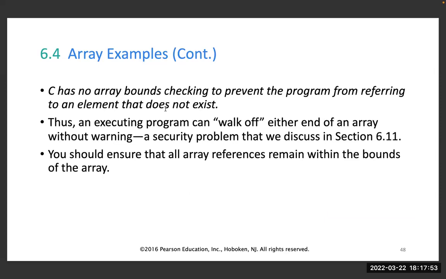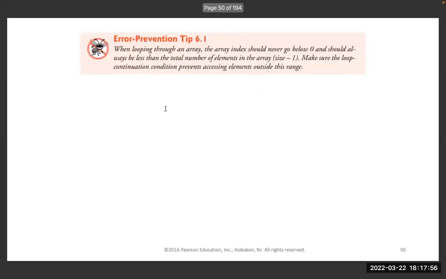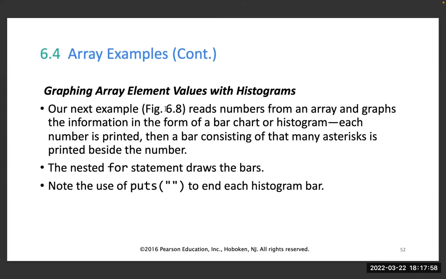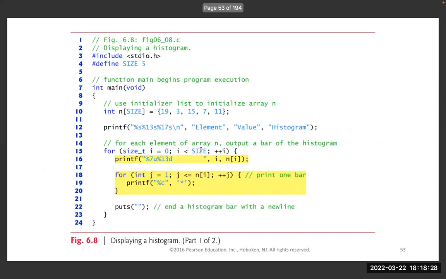Okay, so now this one. Just keep going to the former, just do a little bit more for the former example. So graphing array element values with histograms. Histograms, so this means a larger value, we will get the longer bar, right? So for the bar here, we will use the star for the bar.